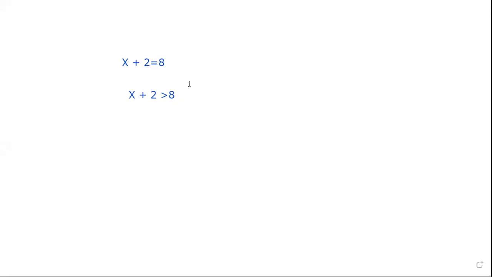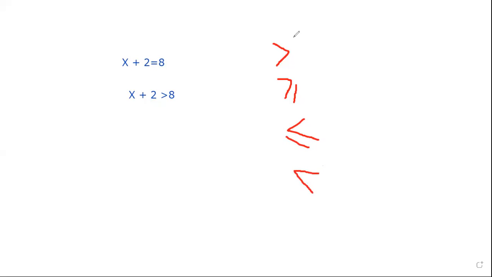With an inequality, we have two sides, but the two sides are not the same. One is greater than the other, right? So we have different symbols for the inequality. What is this one called? And this one? And this one?